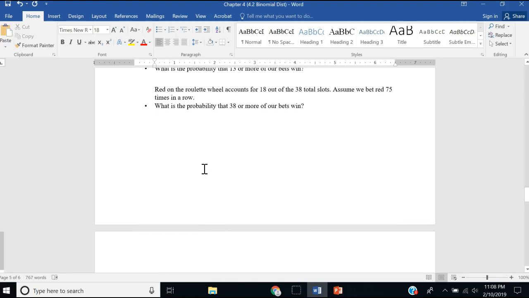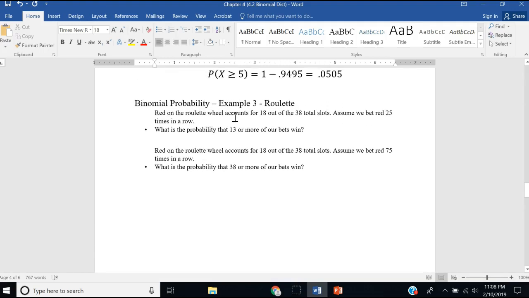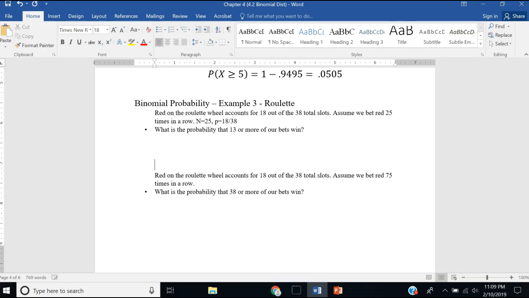Okay, so it says red is 18 out of 38, and we're going to assume we bet 25 times in a row. Now, if I'm given that situation, betting 25 times in a row means there's 25 trials. N equals 25. Well, what's the probability of success? Well, probability of success is simply 18 out of 38 because our success is looking for a red. So what is the probability that 13 or more of our bets win? Now, here's what's significant about that.